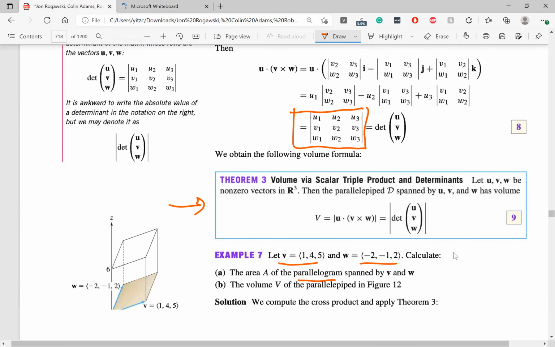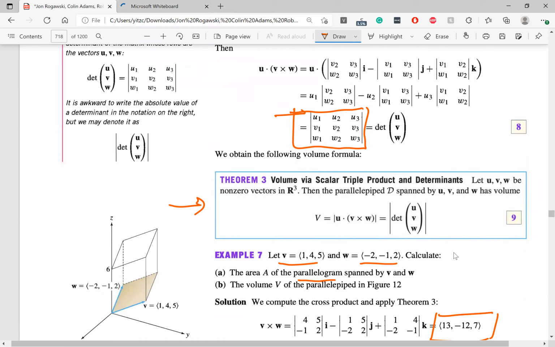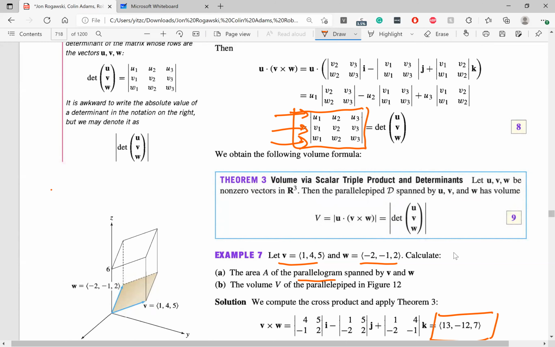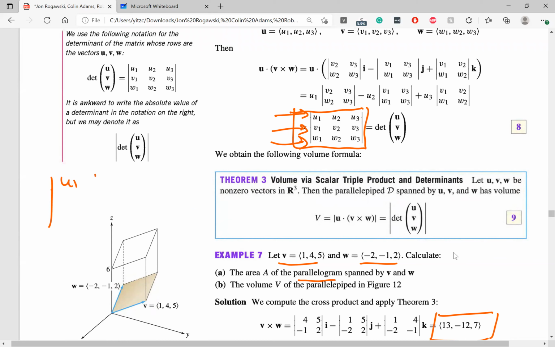So you put U on your first row, that's here, V on your second row, and W on your third row. And you just take the determinant of that matrix. So again, this is the matrix U1, U2, U3, V1, V2, V3, and W1, W2, and W3. Any questions about this?